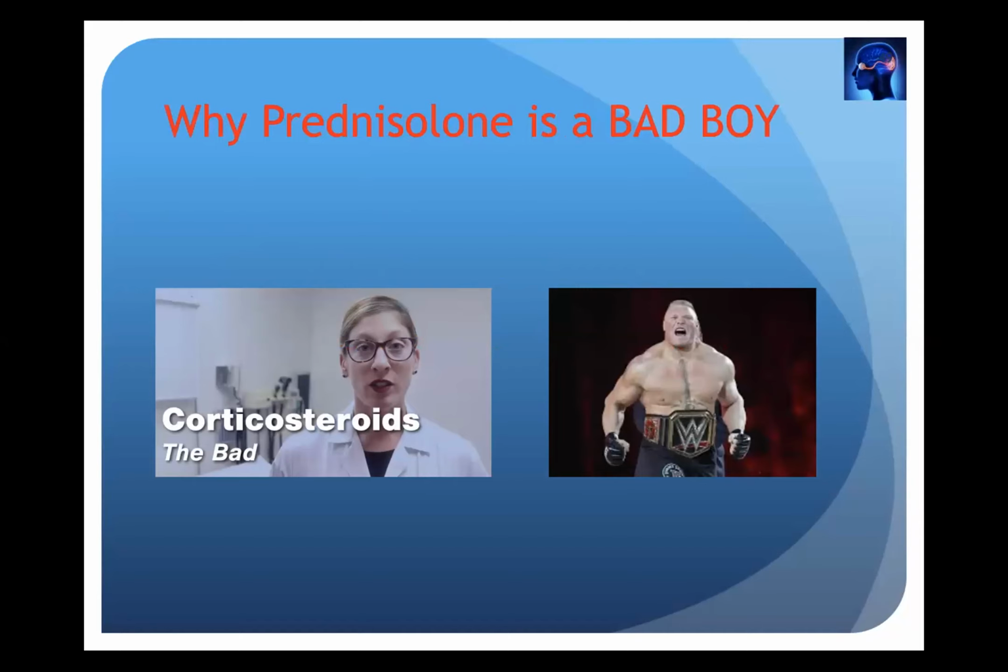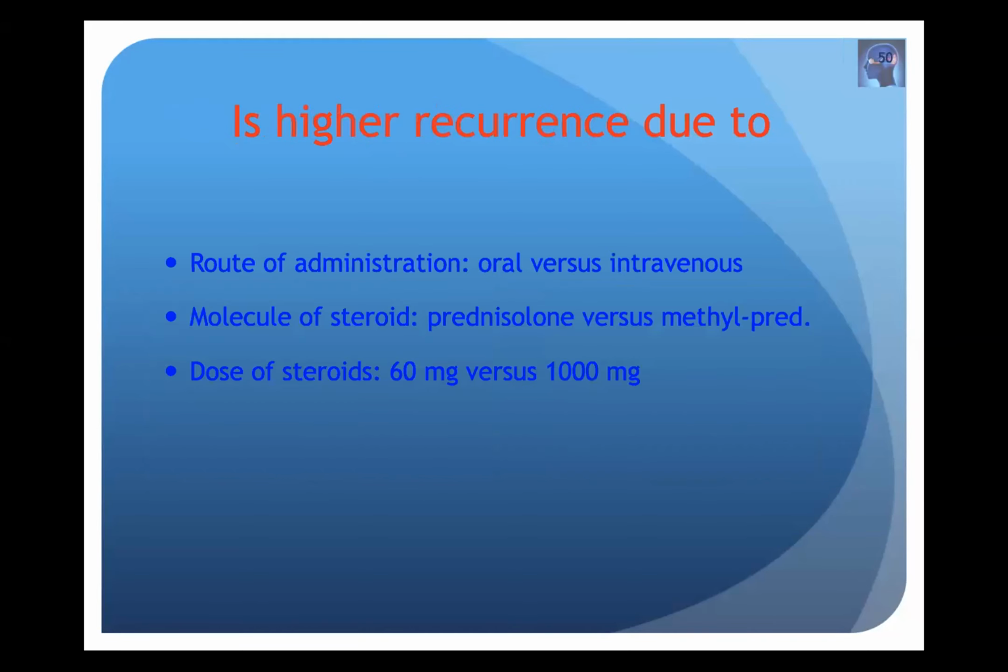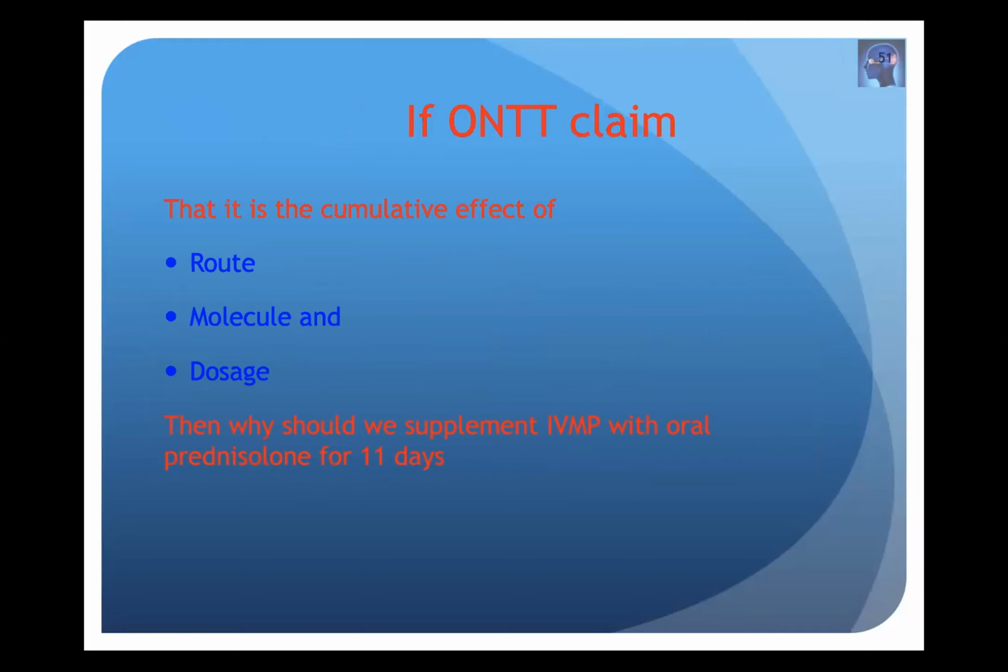ONTT was unable to explain why recurrence of optic neuritis was higher among patients treated with oral prednisolone. Is higher incidence related to route of administration, that is oral versus intravenous, or molecule of steroid, that is prednisolone versus methylprednisolone, or dose of steroid, that is 60 milligram versus 1000 milligram? And if ONTT claims that it is the cumulative effect of route, molecule, and doses, then why should we supplement IVMP with oral prednisolone for 11 days?